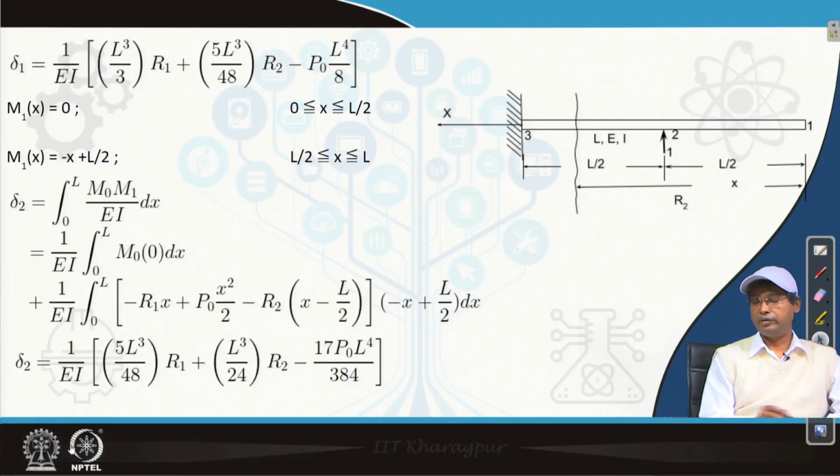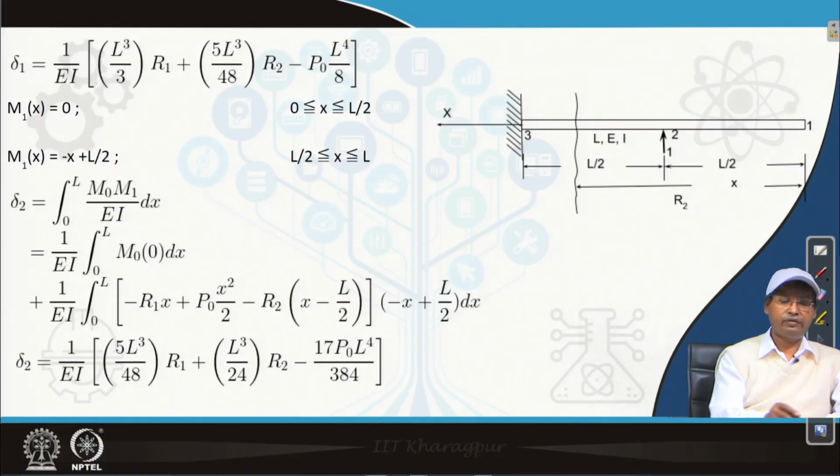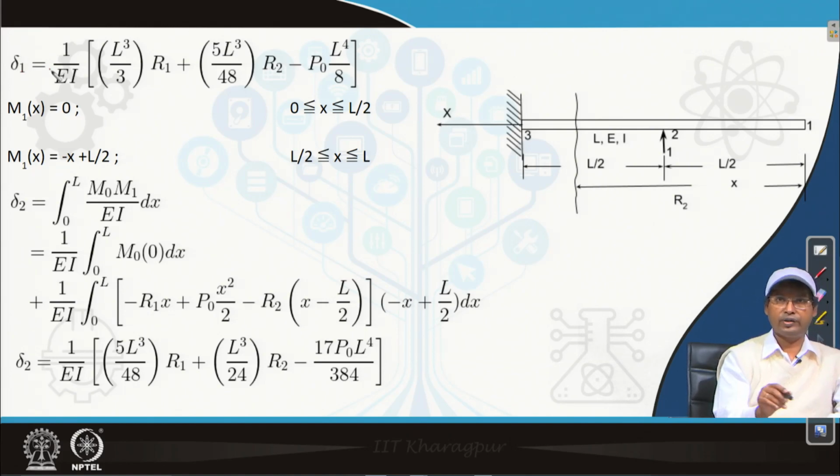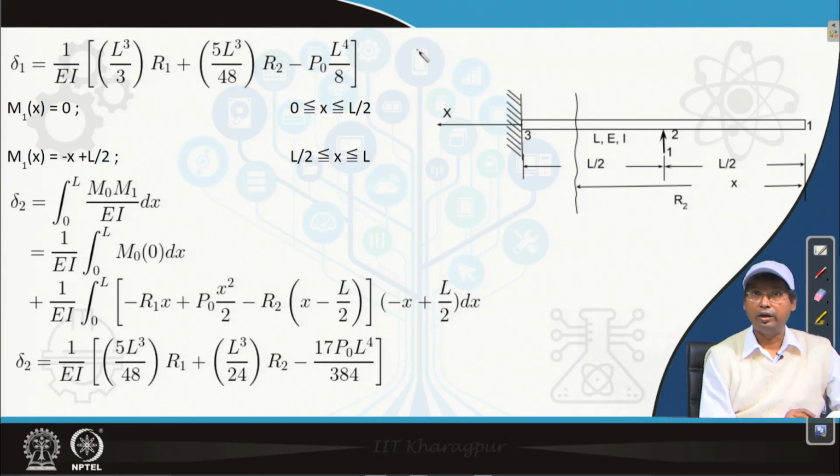So, if we carry out the integration, we get the first equation involving R 1 and R 2. Delta 1 is equal to 0, we can put here or we can put later in this process, this equation is equated to 0 later. We need to have one more equation.